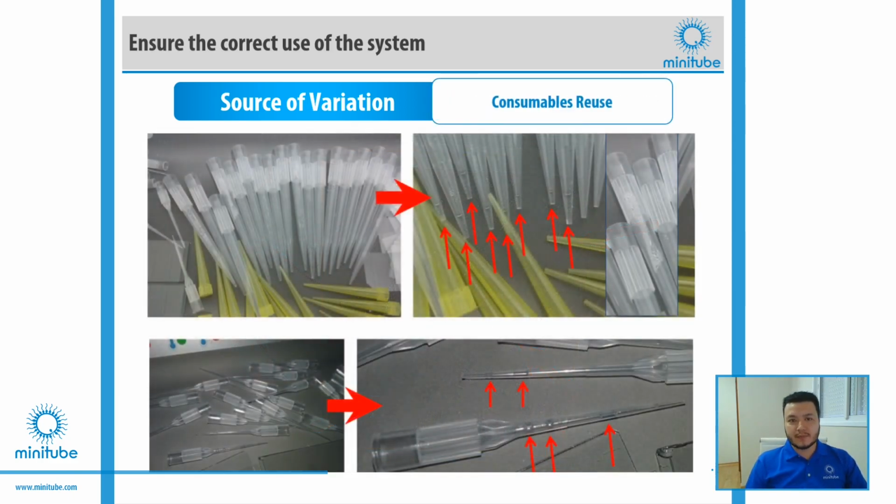Consumables reuse. We do not recommend any reuse of pipette tips and other disposable materials. In this example, it's possible to notice that there are water residues inside the tips because they were washed and not properly dried. So of course the motility results will be worse in this case, since water is spermicidal itself.